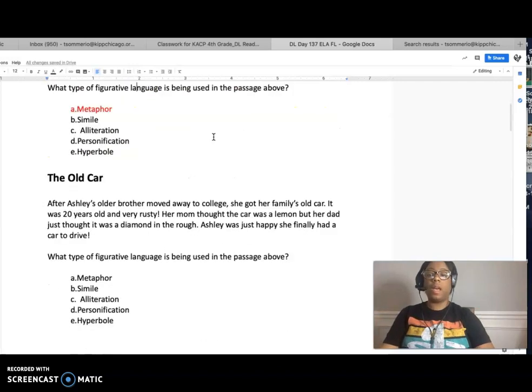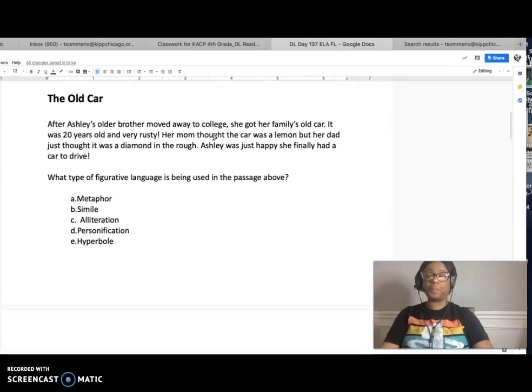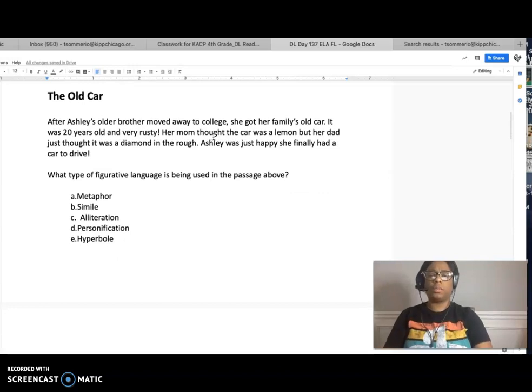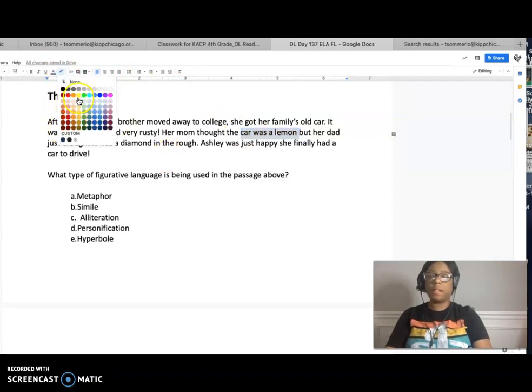All right, next we have the old car. After Ashley's older brother moved away to college, she got her family's old car. It was 20 years old and very rusty. Her mom thought the car was a lemon. Let's highlight that. Next, it says, but her dad just thought it was a diamond in the rough. Let's highlight that as well.